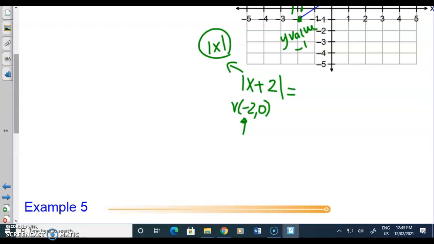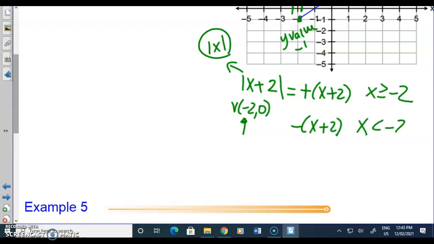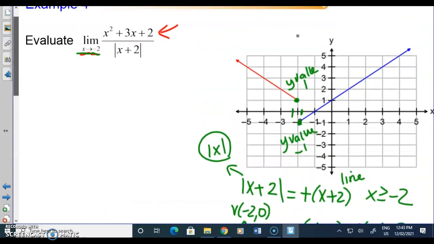So the definition is it's going to equal a positive function and a negative function depending on the domain. It's positive if x is greater than or equal to -2, and it's negative if x is less than -2. So think about, again, this is a line. Think about it having a positive slope and a negative slope. And that's why at -2, you have that V shape. So let's go ahead and calculate it algebraically.